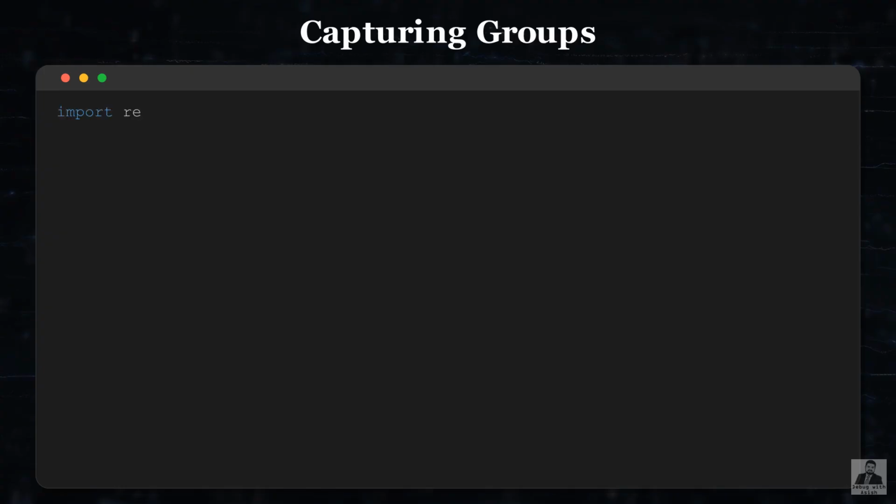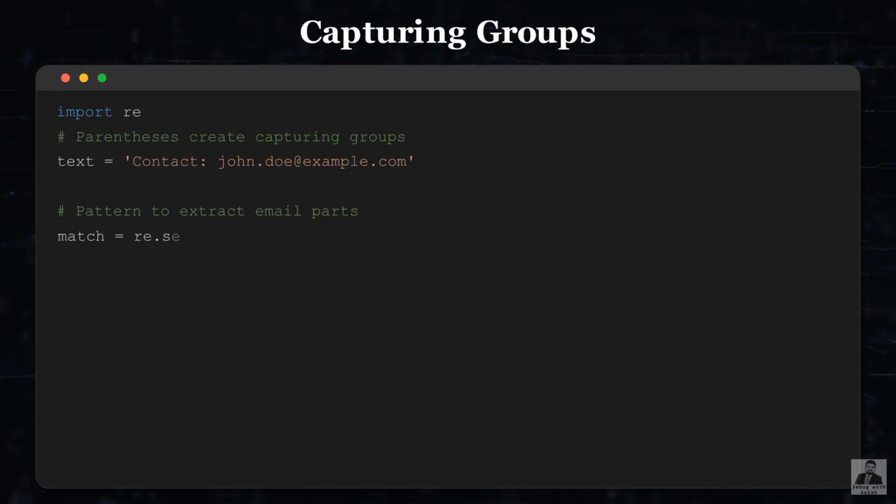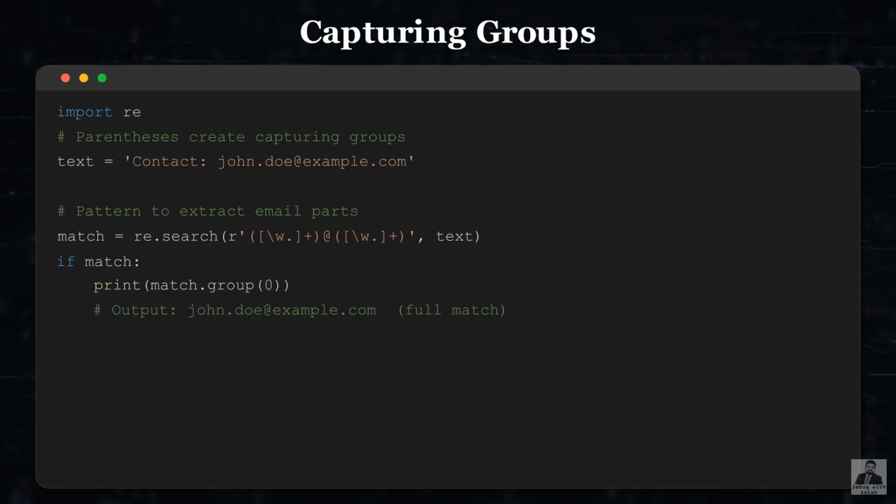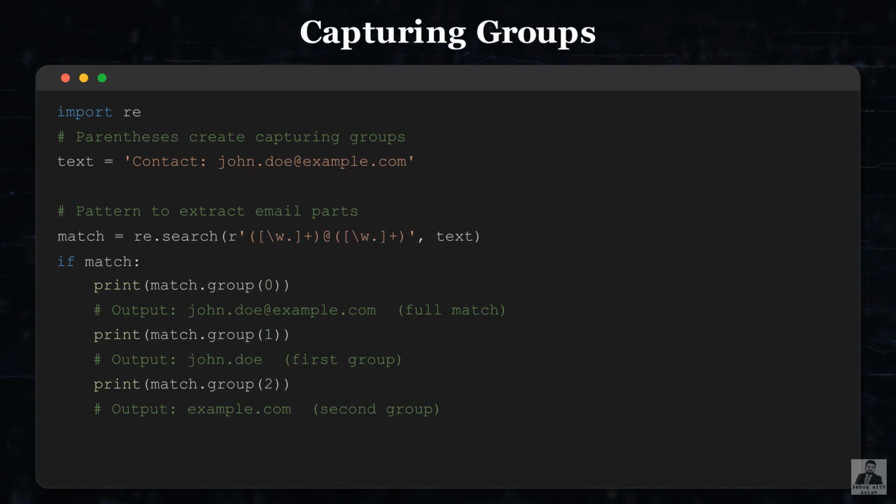Capturing groups let you extract specific parts of a match. Wrap any part of your pattern in parentheses to create a group. Here, we match an email address and split it into 2 groups, the username before the @ symbol and the domain after it. Group 0 always returns the full match. Group 1 returns the first set of parentheses, and Group 2 returns the second. This is extremely useful when you need to extract structured information from unstructured text.